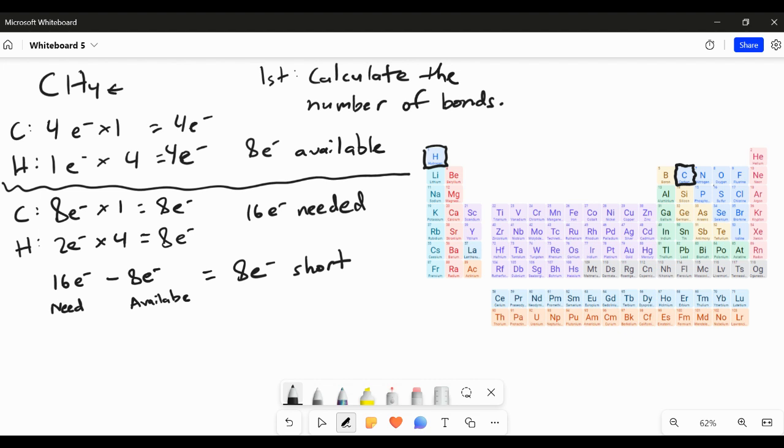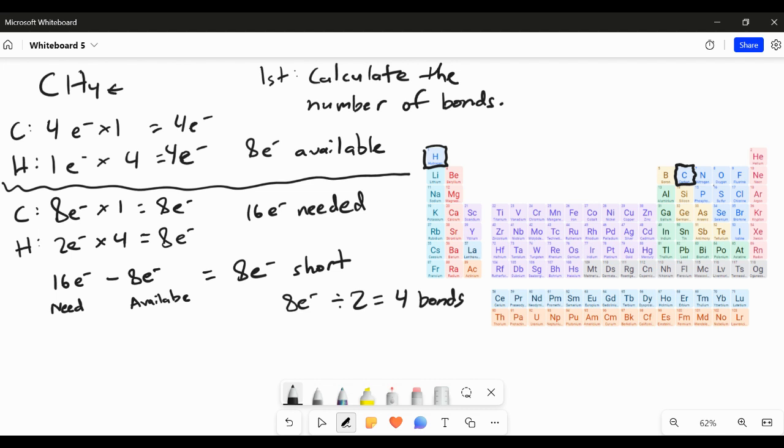But for each covalent bond that we have, we get credit for 2 electrons. So as a result, we have to take the number of electrons we're short and divide it by 2. So 8 electrons divided by 2 means we need 4 bonds. We need 4 covalent bonds.